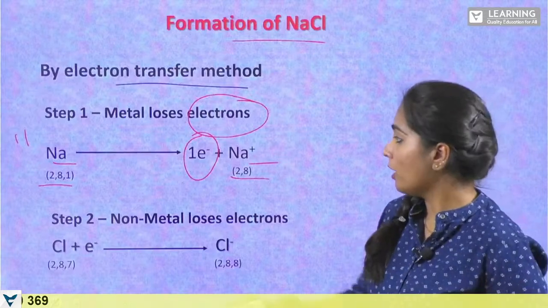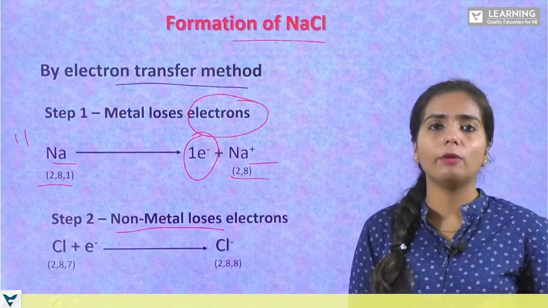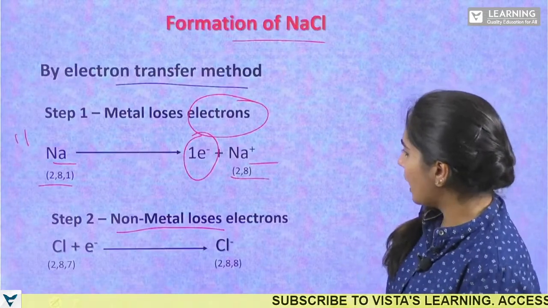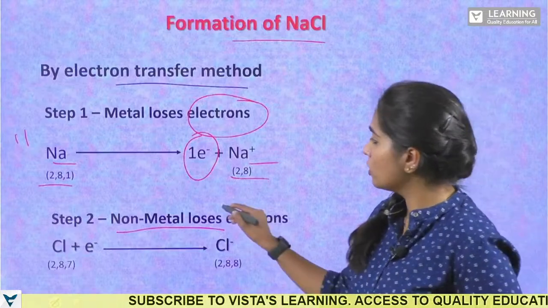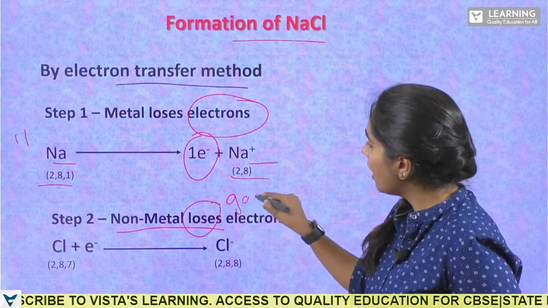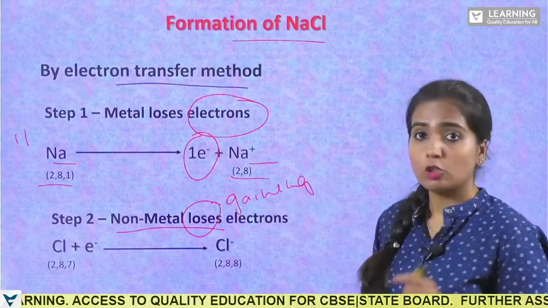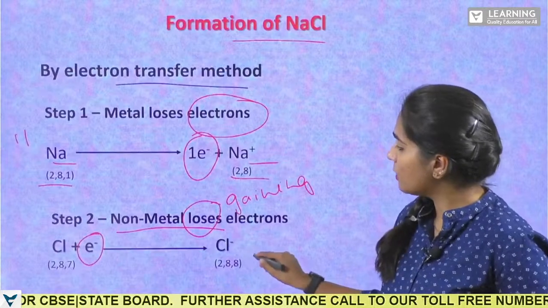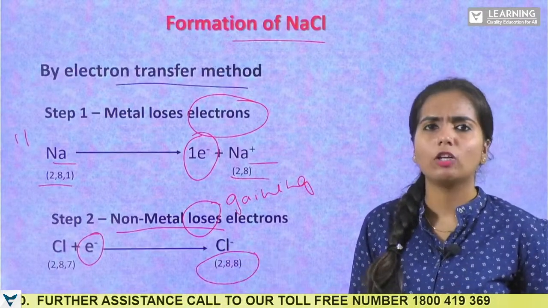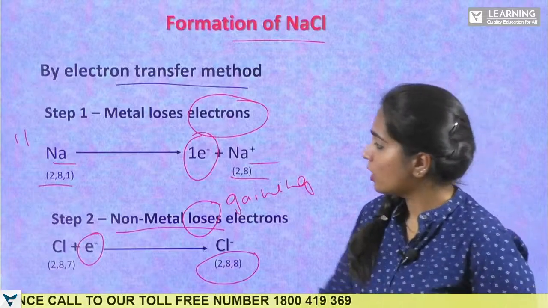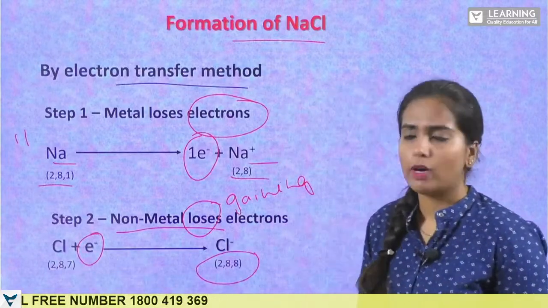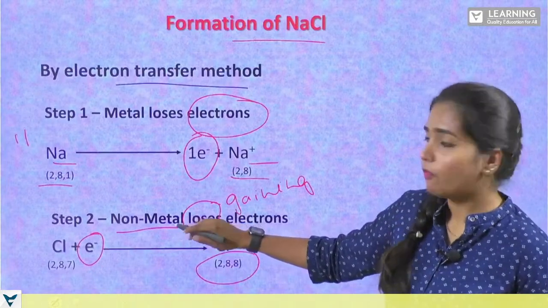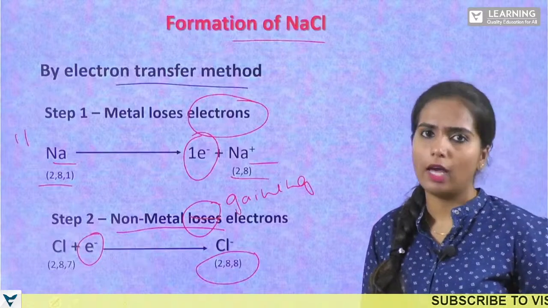Right? Moving on, the next step is the non-metal. The non-metal we are considering will be gaining. It is actually the gaining of electrons, students. It's not the loss. Sorry, it is gaining of electrons. So when you see here, chlorine is gaining one electron and becoming Cl minus with the electronic configuration of 2, 8 and 8. So 2, 8 and 7 with the gaining of one electron will become 2, 8 and 8. It is not losing of electrons, students. It is gaining of electrons.